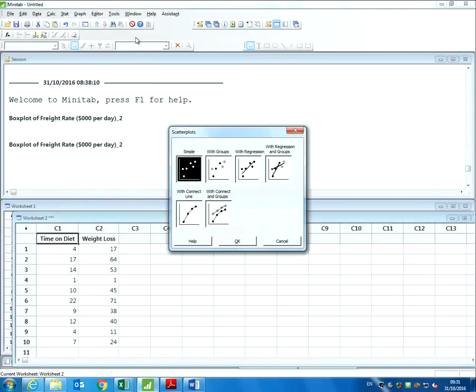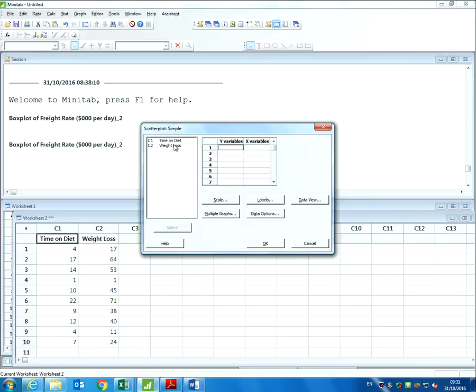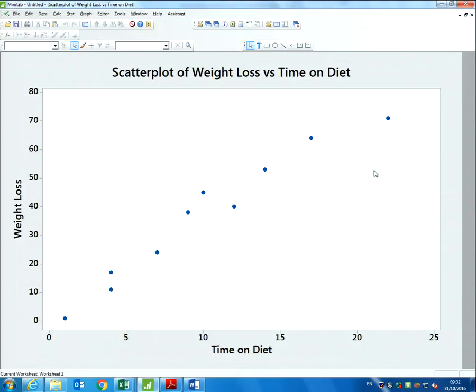Okay, so you'll get a chance to produce scatter plots in the computer practical. So I've just produced a scatter plot of our data. Okay, so for the 10 people, we've recorded time spent on diet, that's appeared on X, and weight loss has appeared on the y-axis. So what I would say is this: scatter plots highlight the strength and direction of a relationship. Okay? Scatter plots highlight the strength and direction of a relationship.